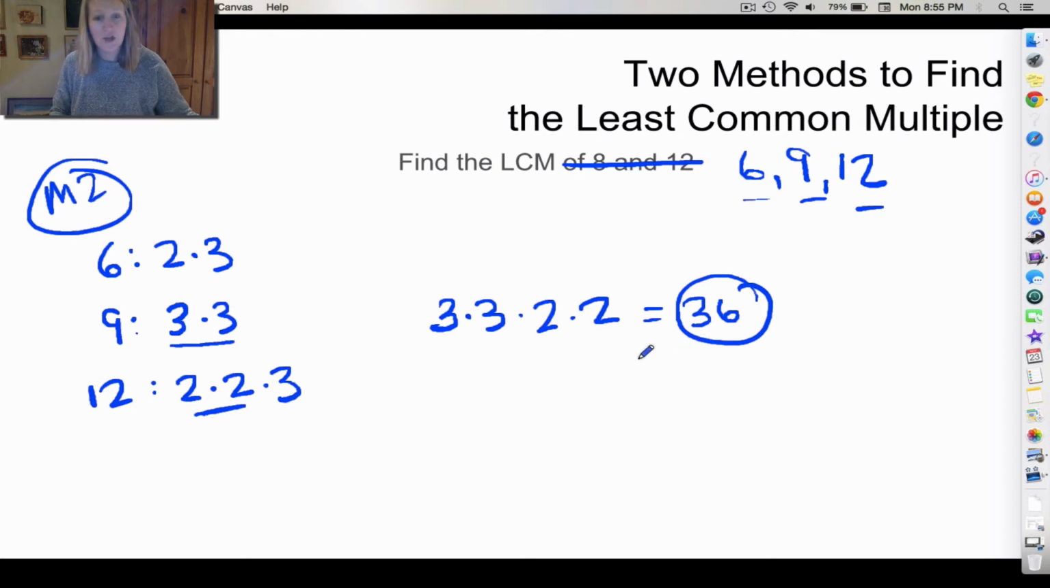Okay, so these are the two methods, and I have to say, if I remember, this is my favorite one. The other way is very methodical, and it works just as well. But this really feels like a shortcut, which I like.